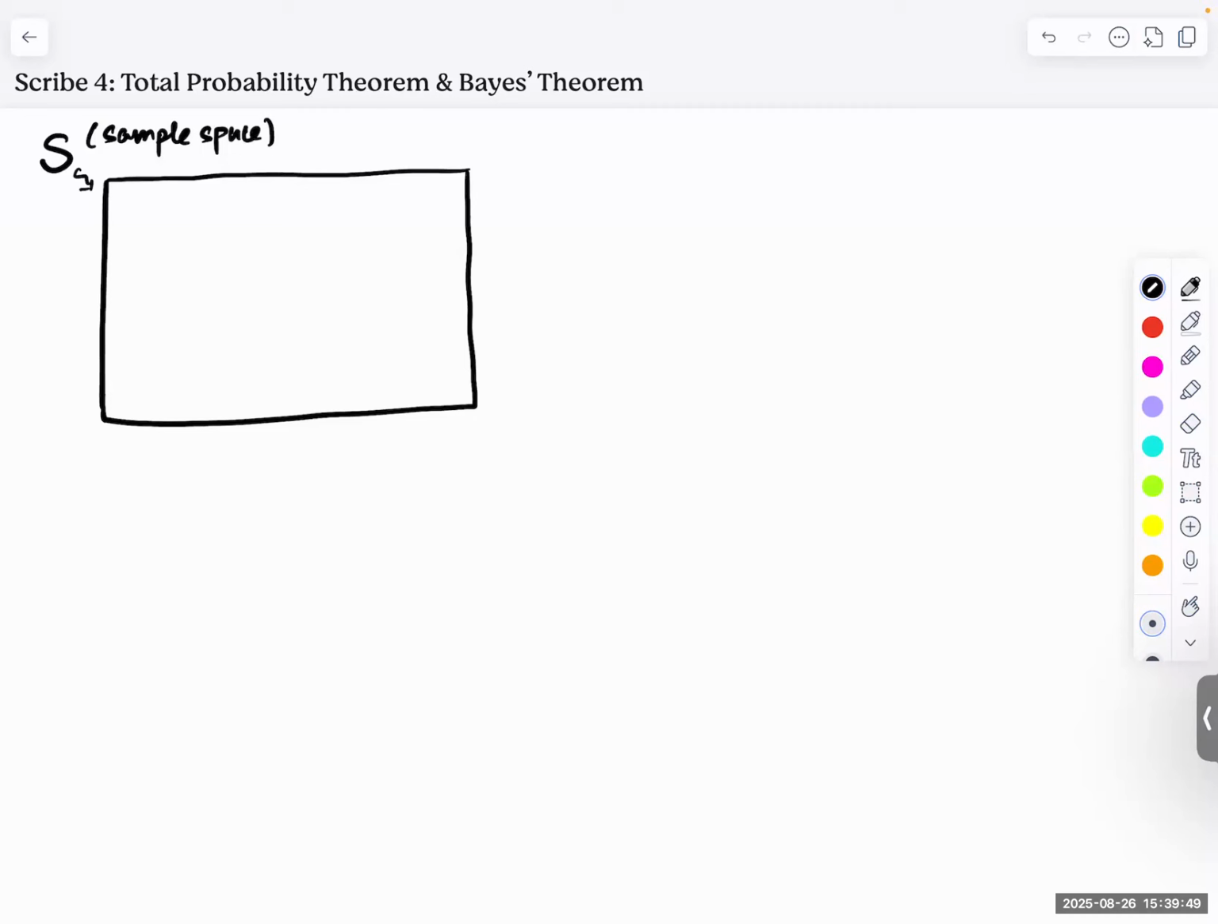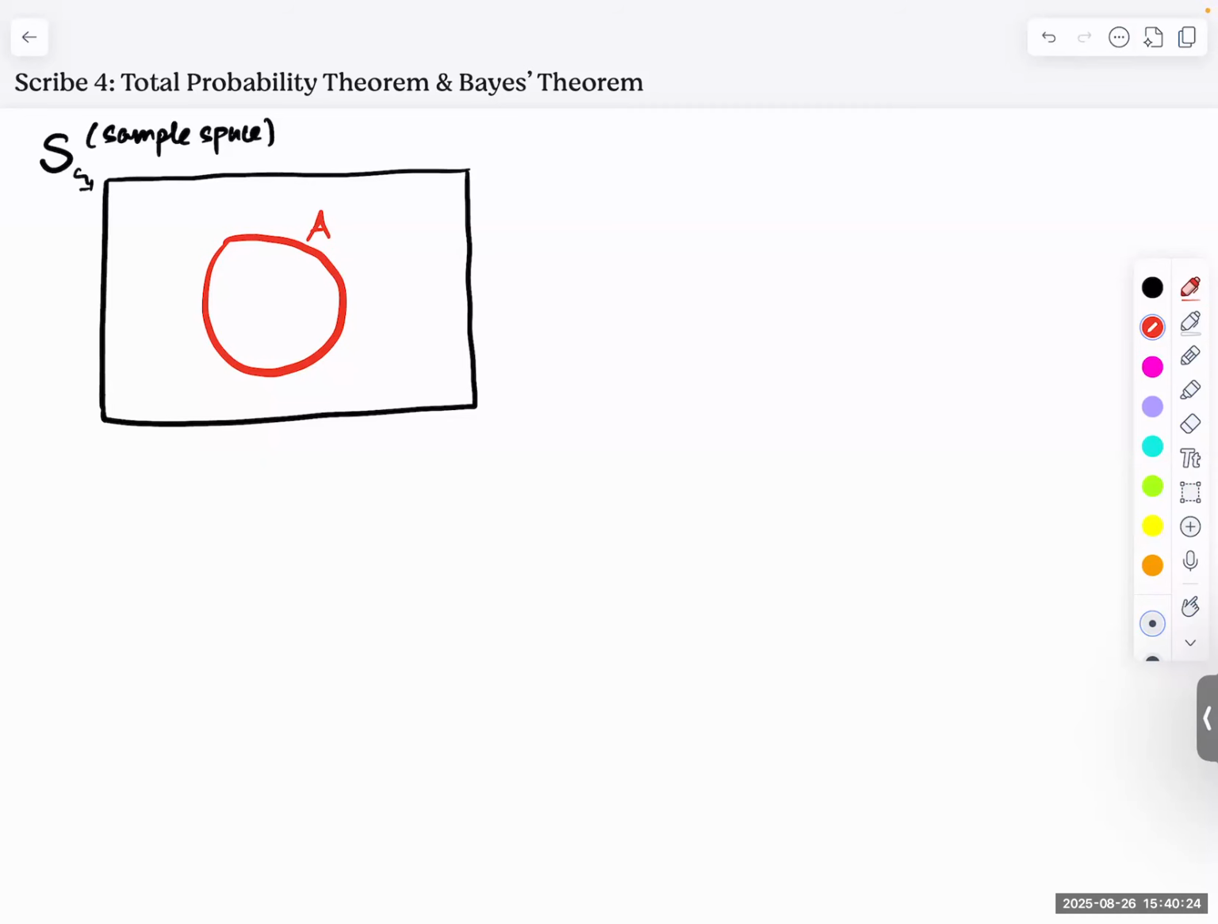Now, imagine I have some event A that I want to study, and I'm interested in finding the probability of this event A. Now, the event A might be a very complicated object to analyze and study. One would love to understand the probability of this complicated event happening by somehow breaking this calculation down into smaller pieces. And this breaking down process is what is provided to us by the total probability theorem.